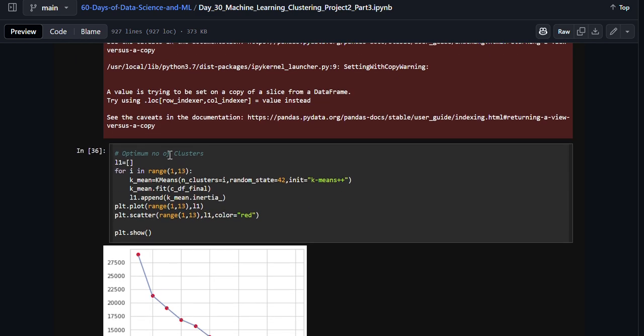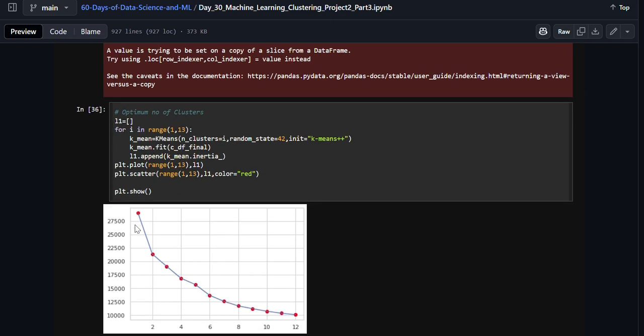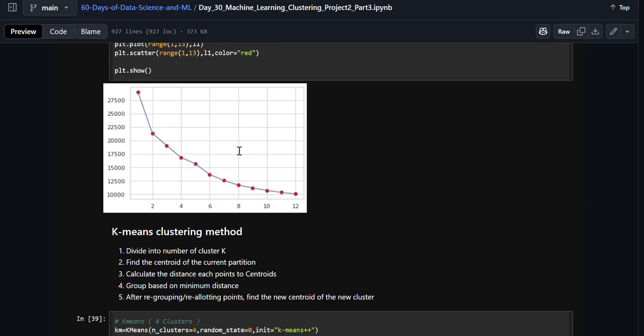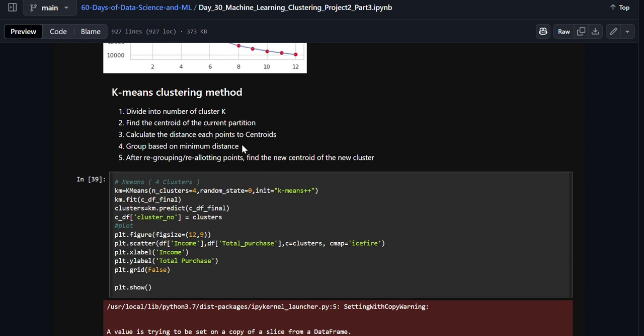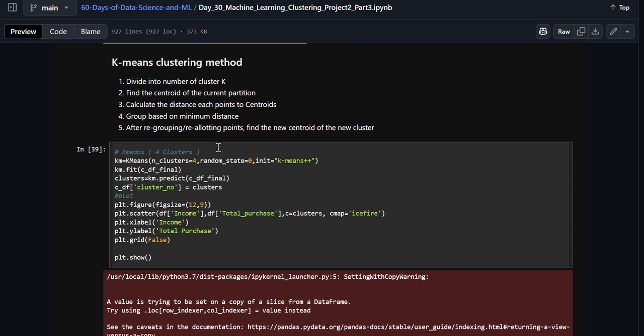And we have an optimum number of clusters that we're trying to define here with k-means clustering with random state and k-means plus plus, and it's trying to fit it on. And the k-means clustering method, how does it work? It divides the data into a certain number of clusters k, finding the centroid of the current partition, calculating the distance of each point to the centroid, grouping based on the minimum distance. After regrouping, reallocating the points, you find the new centroid of the new cluster.